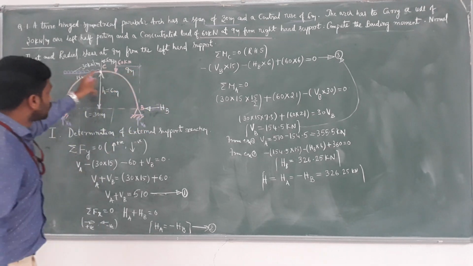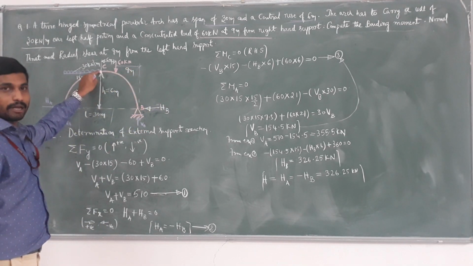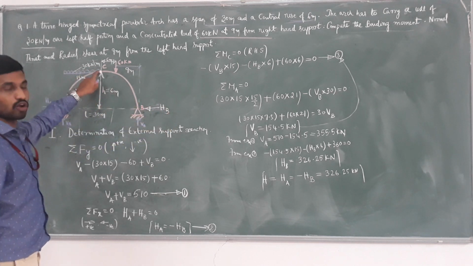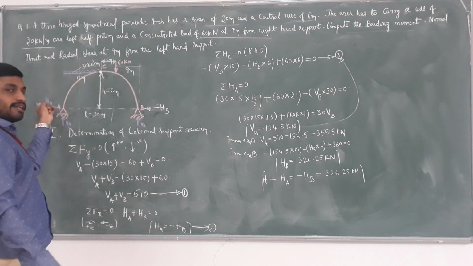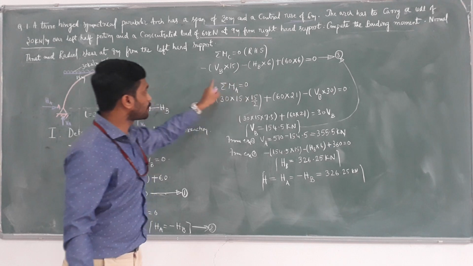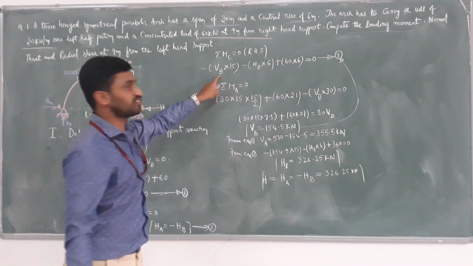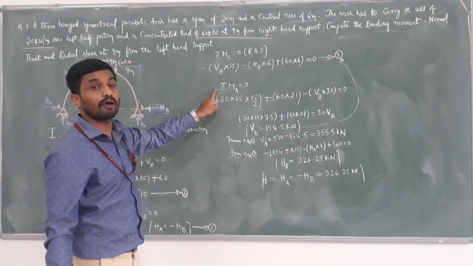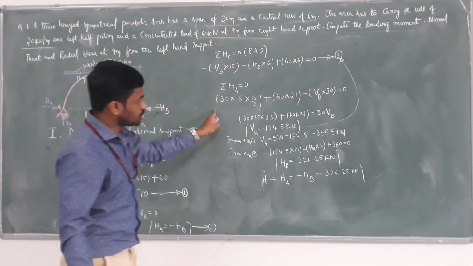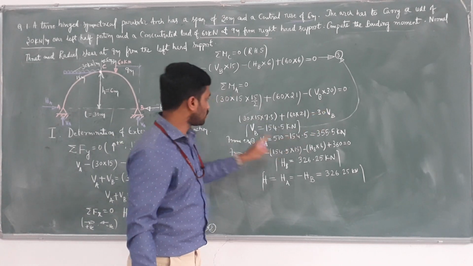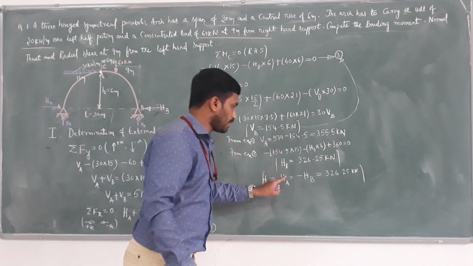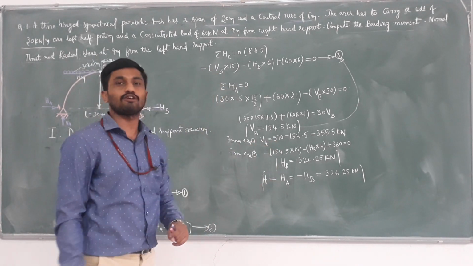Next we took moment at the crown point, because we have to determine the horizontal reaction. When taking moment at the crown point, consider whether left hand side or right hand side. In this case, I have taken the right hand side. We got an equation because VB is the unknown. Next, we took another equilibrium condition, sigma MA equals 0, and got the VB value easily. Once we got the VB value, from equations 1 and 3, we get the VA and HB values. So this is the first step.